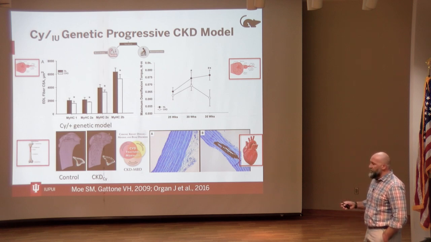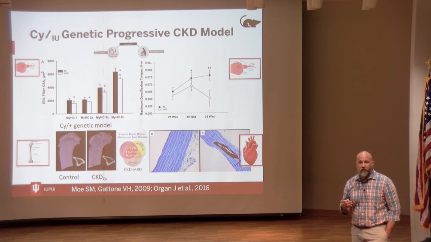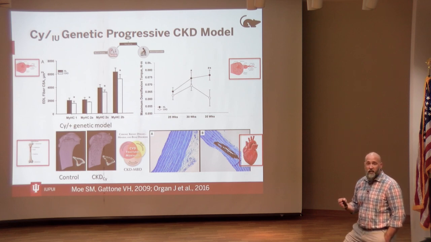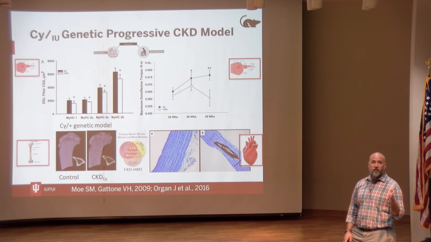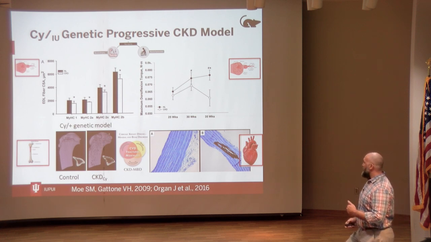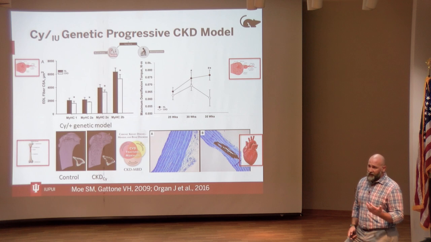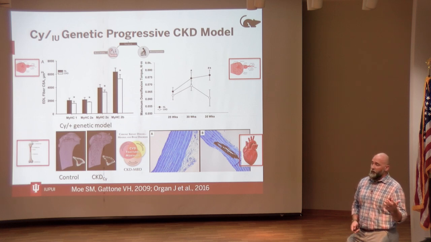And this model is a genetic missense mutation. It's a genetic mistake in a particular gene that causes progressive kidney disease. The thing that we like about this model is that it progresses over time. So it takes about 10 weeks to go from stage 3 to end stage renal disease. And so we are able to look at how interventions can be captured from stage 3 to 4 versus 4 to 5. And the fact that it's not a surgical model, it's not diet induced, we find beneficial. The thing is that it's variable, much like we see clinically.